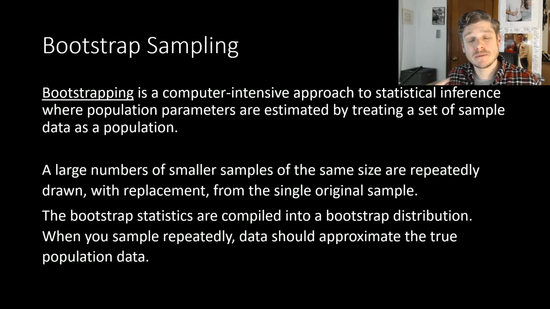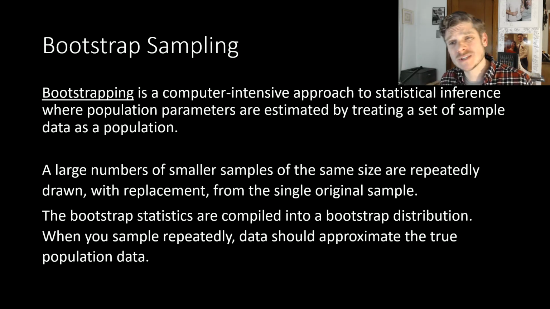Now, another really important type of sampling is called bootstrap sampling. Bootstrapping is done on the computer, and it is a computer-intensive approach to statistical inference where your parameters are estimated by treating a set of sample data as your population. Typically, you have your sample, but your sample is too small to really make good conclusions.